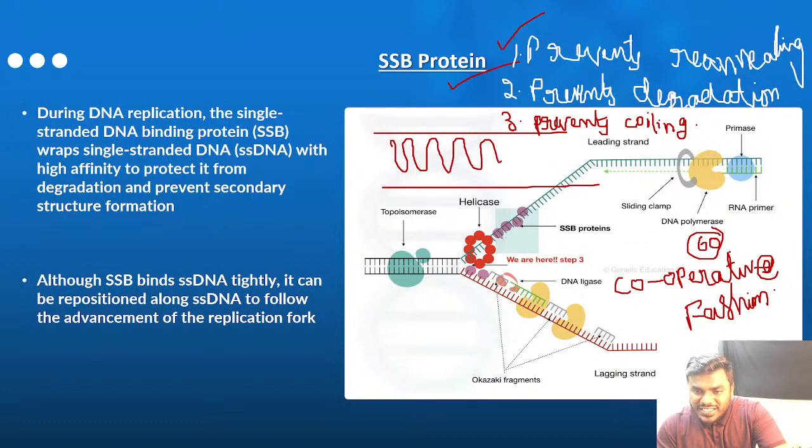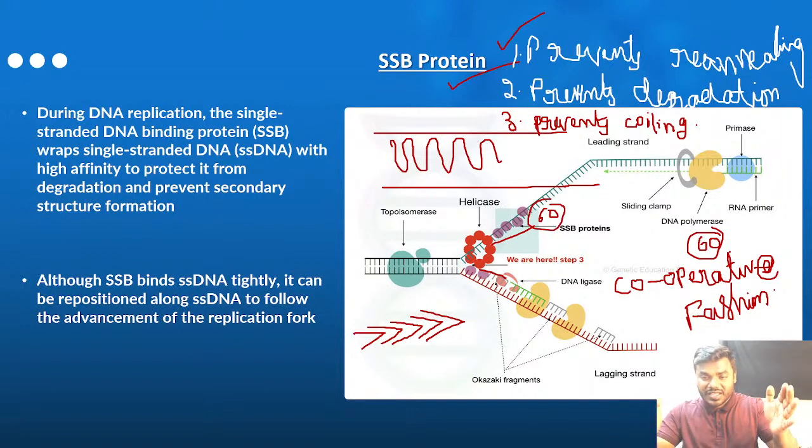This is one SSB, let me draw here. One SSB immediately provides the binding site for another SSB. The second SSB will provide the binding site for the third SSB. The third will provide the binding site for the fourth, the fourth for the fifth. Like this, friends, nearly 60 SSB molecules will associate with the single-stranded DNA and will do these three major functions. Very simple it is.